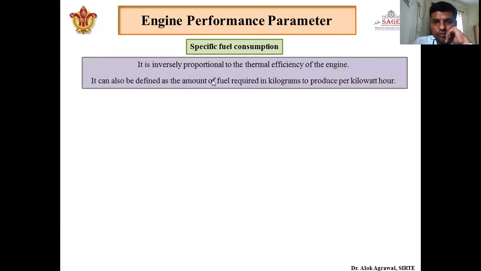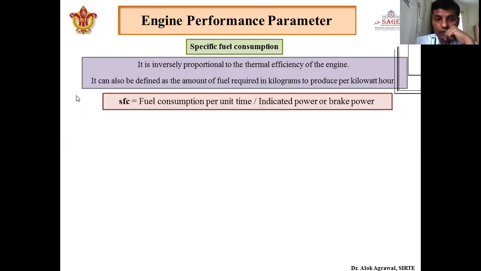It is inversely proportional to the thermal efficiency of the engine. If you want to define it in very simple language, it can be defined as the reciprocal of thermal efficiency. It can also be defined as the amount of fuel required in kilograms to produce per kilowatt hour. So this is the exact definition. What is specific fuel consumption? It is the amount of fuel required in kilograms to produce per kilowatt hour. So for producing 1 kilowatt hour of power, how much fuel is required in kilograms, that is called specific fuel consumption.